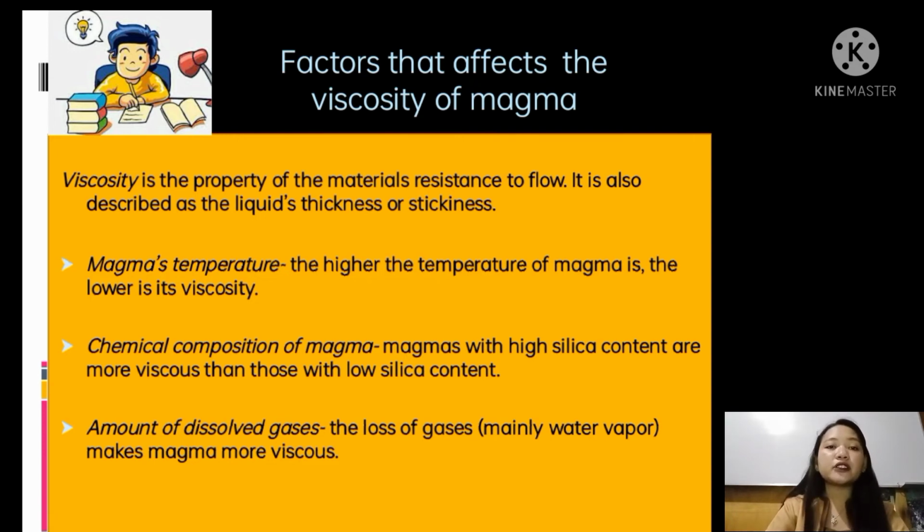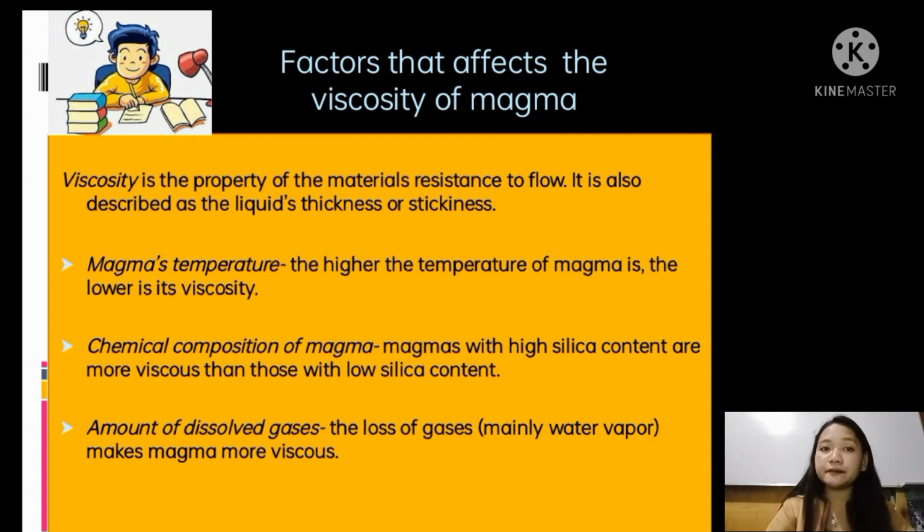So the second factor is the chemical composition of magma. Magmas with high silica content are more viscous than those with low silica content. Silica makes magma viscous. This means that those volcanoes with free-flowing lavas have low silica content.